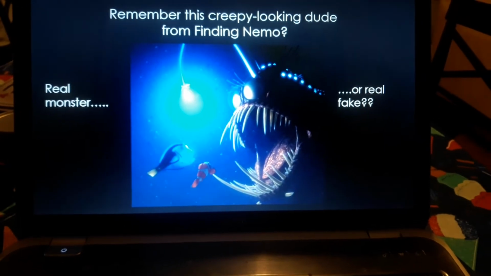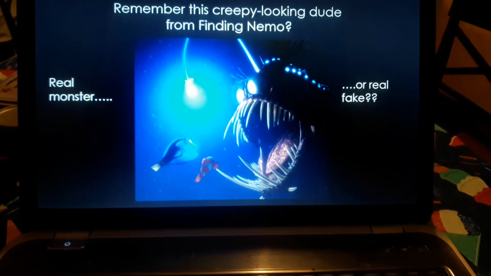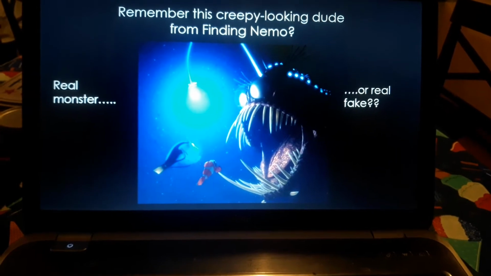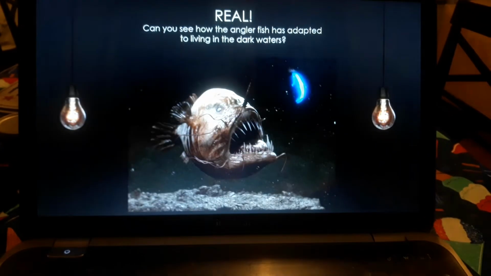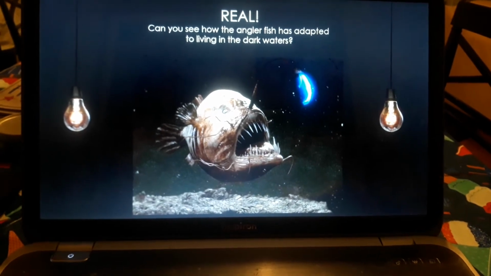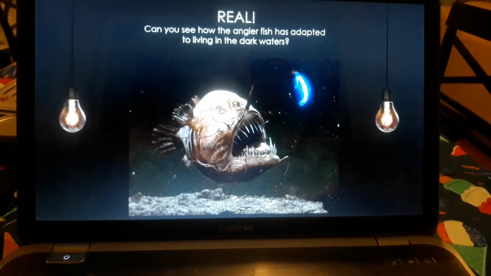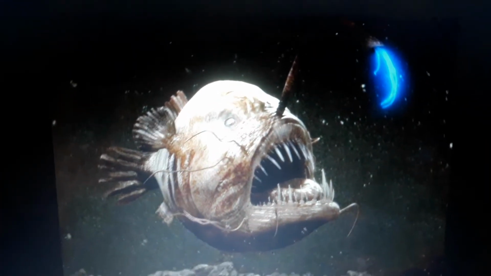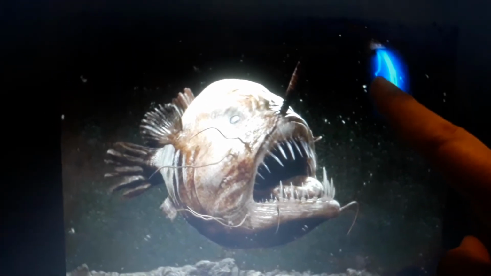All right, do you remember this creepy looking guy from Finding Nemo? Do you think he's a real monster or is he fake? Well, let's find out. He is real. This is called the anglerfish, and can you see how he has adapted to living in the dark waters? Look at that. You see this right here? That's almost like a light bulb.